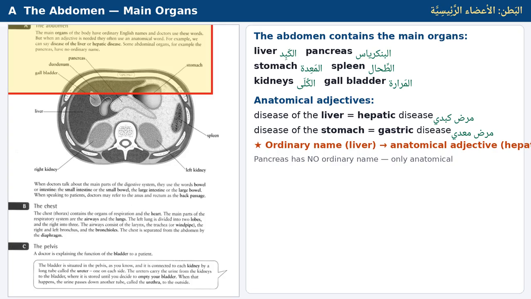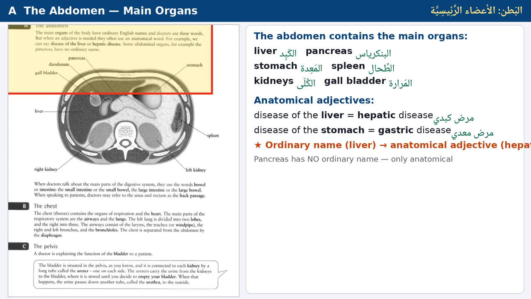Let us read Section A from the textbook together. Section A is about the abdomen, البطن. The textbook says, the main organs of the body have ordinary English names, and doctors use these words, but when an adjective is needed, they often use an anatomical word. This is very important. Look at these examples. We have the liver, الكبد. The ordinary name is liver, but the anatomical adjective is hepatic. So we say disease of the liver, or we say hepatic disease, مرض كبدي.